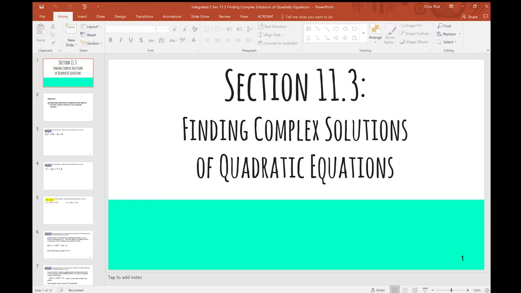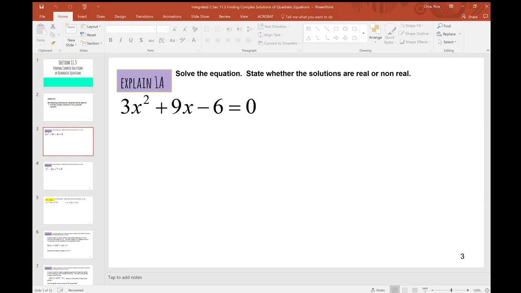Welcome back to section 11.3, Finding Complex Solutions of Quadratic Equations. Explain 1a. Solve the equation. State whether the solutions are real or non-real.